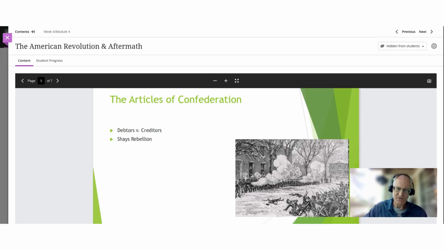Daniel Shays, for his part, began to organize his fellow farmers and war veterans. And on January 25th of 1787, Shays' followers tried to seize control of a local armory in order to arm themselves and gain access to artillery and gunpowder. The state militia, the Massachusetts militia, was able to drive off the farmers. In the process, they killed four farmers and wounded 20.